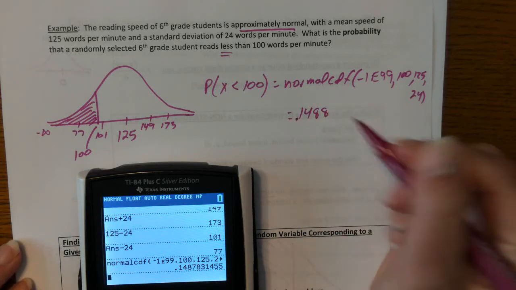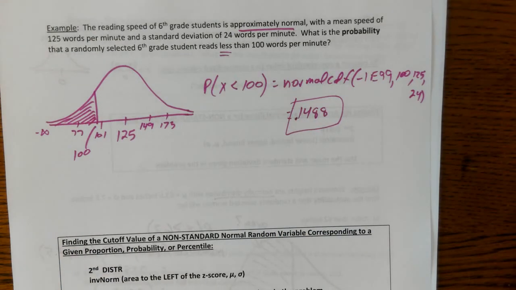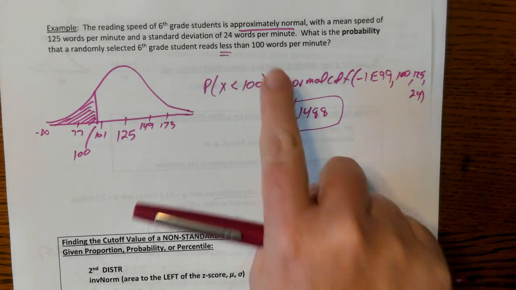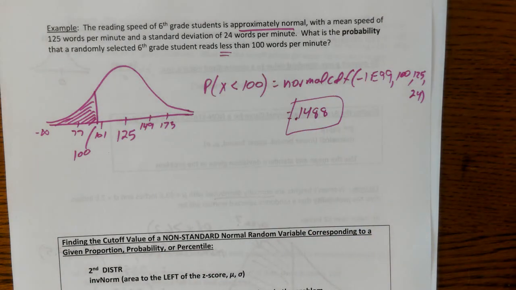So 0.1488 means that the probability that the randomly selected 6th grader we pick reads less than 100 words per minute is about 0.1488. That's about 15%. Or another interpretation is that the proportion of all 6th grade students who read below 100 words per minute is about 15%.